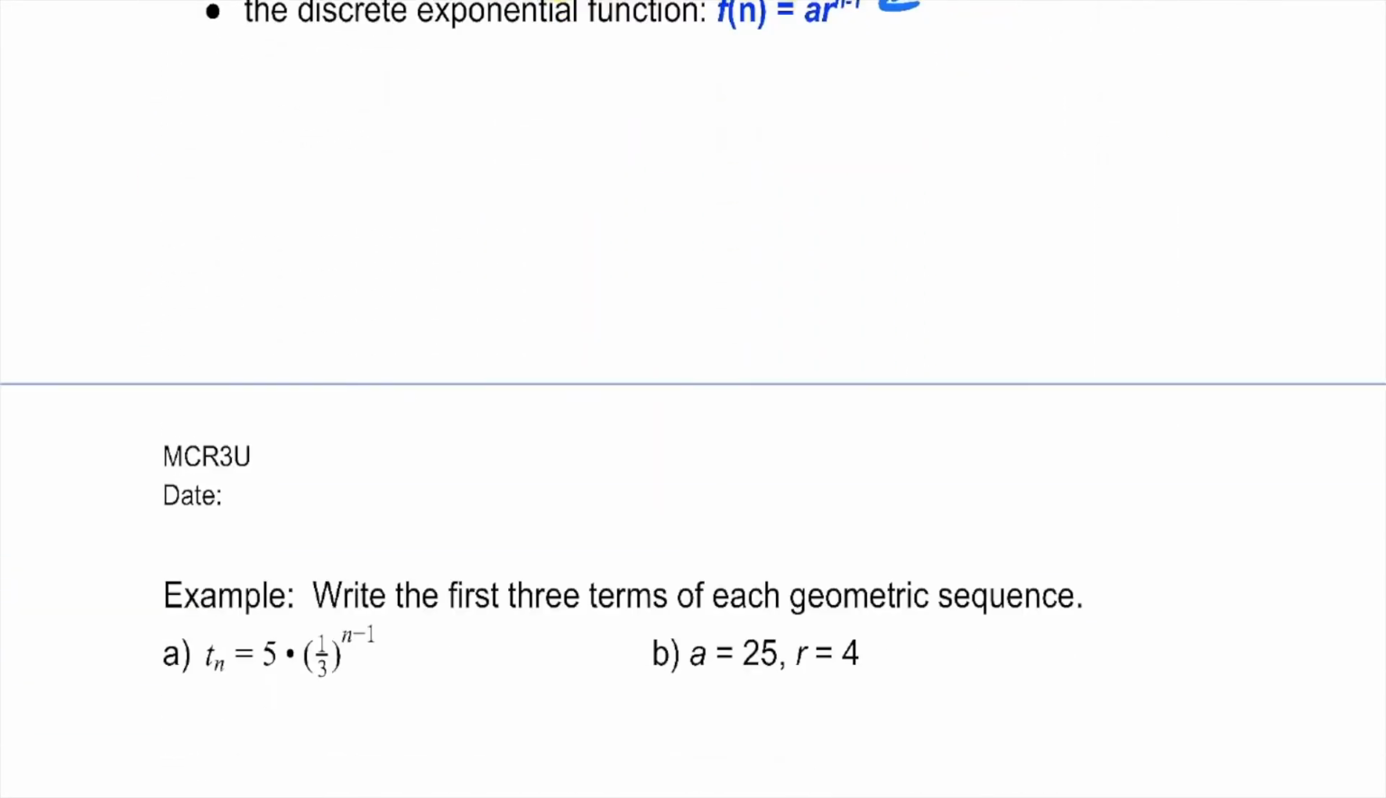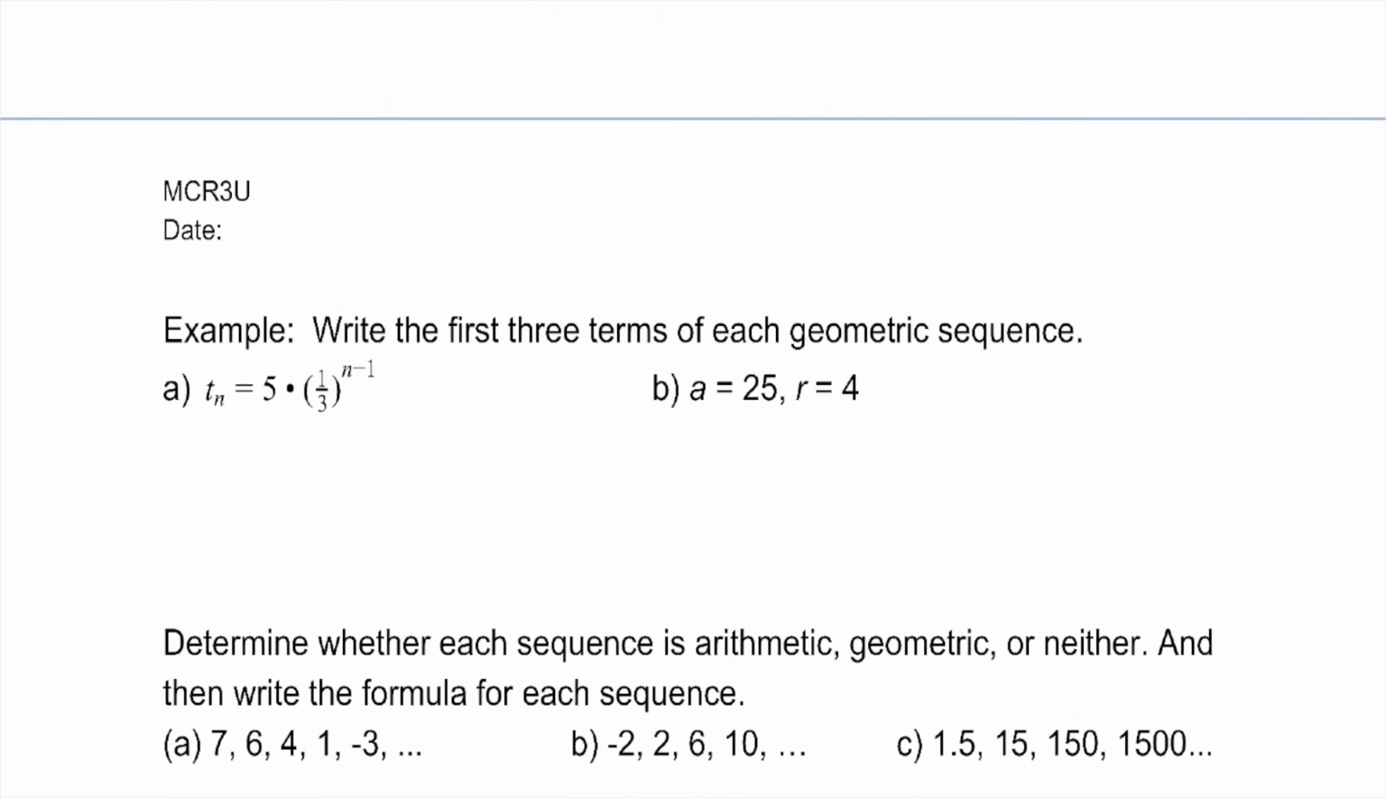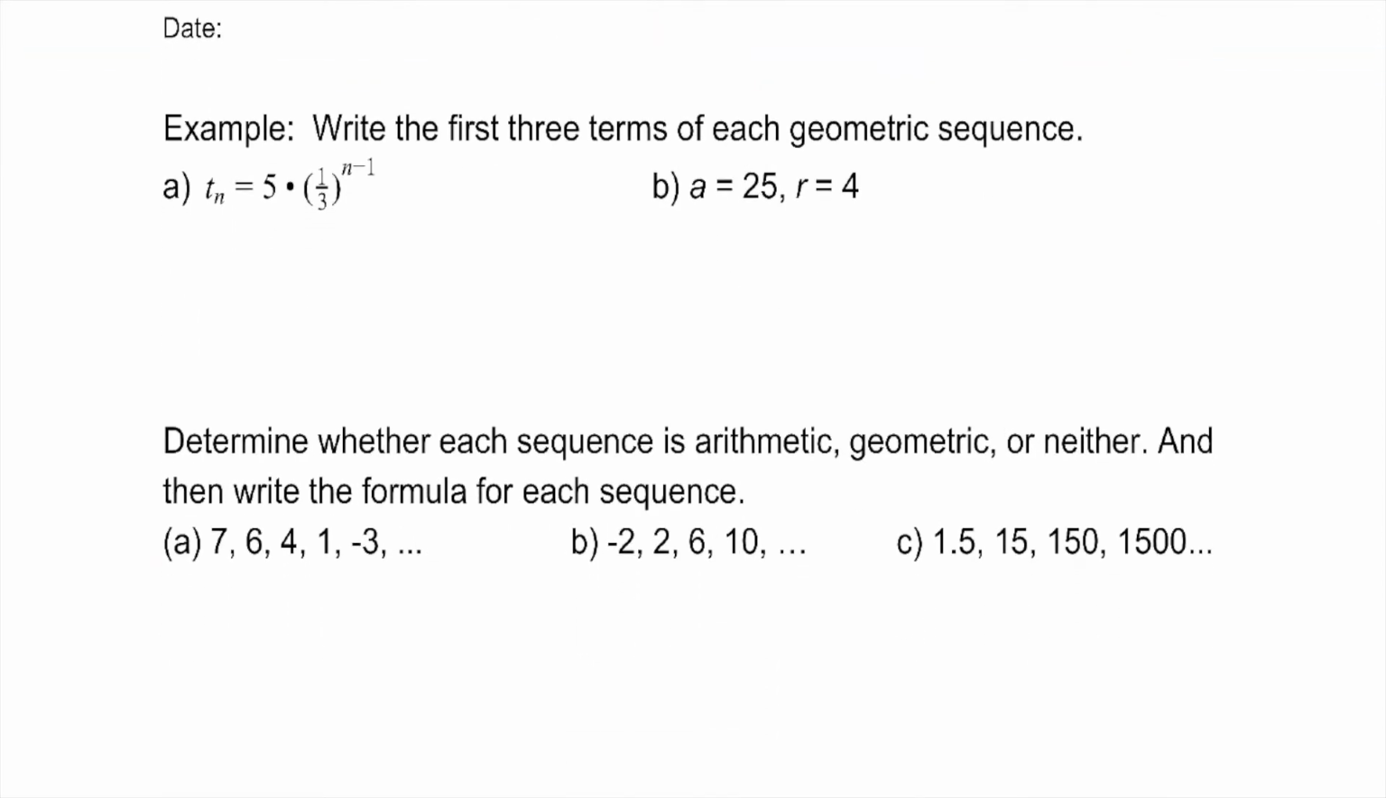So let's look at some examples. We want to write the first 3 terms of each of the geometric sequences. So t of 1 is just going to be 5. That's going to be our first term. Actually, you know what? Let's just write it as a sequence. So we got 5. Well, when n is 2, we're going to take 1/3 to the power of 1 times 5. So that's going to be 5 over 3.